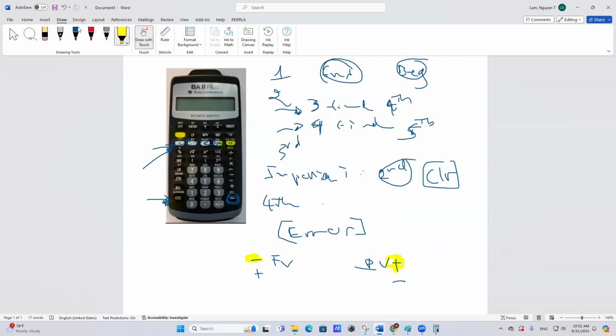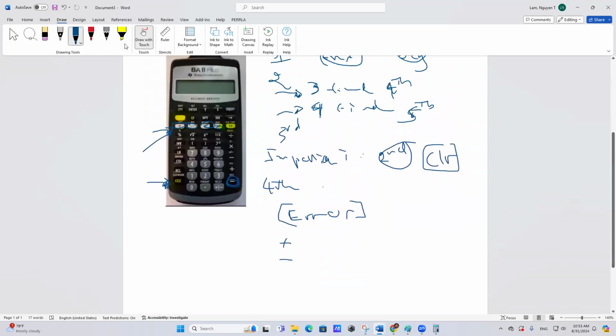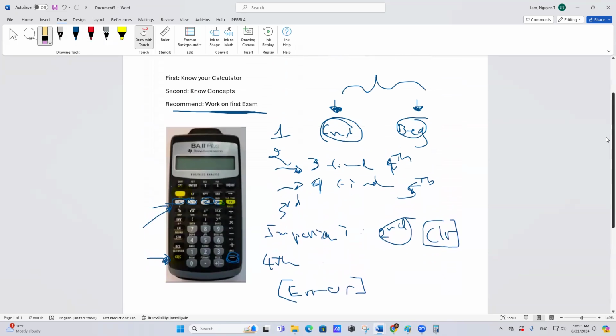At this point, the signs really don't matter that much. However, if you need a reason why, it just means that cash inflow is positive and cash outflow is negative. I don't think you need to go into details about that. So make sure you know your calculator very well.